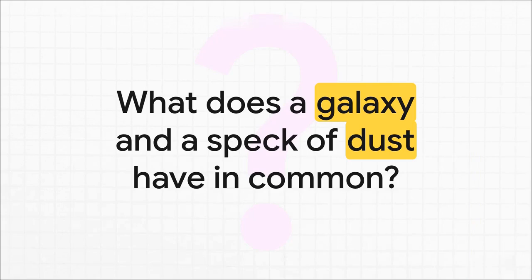So let me ask you this. What could a swirling galaxy, literally billions of miles across, and a single speck of dust possibly have in common? It really does sound like a riddle, right? But the answer? Well, it reveals one of the most fundamental tricks physicists use to make sense of the world.